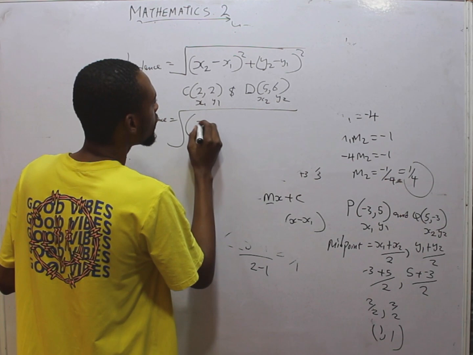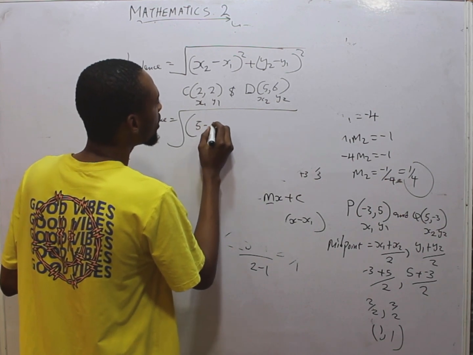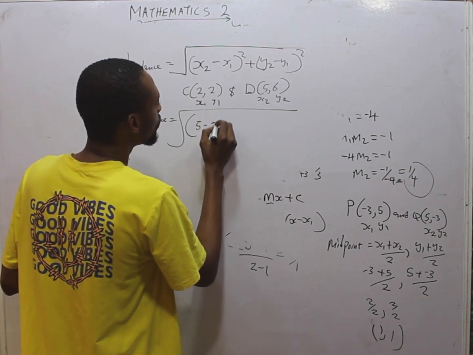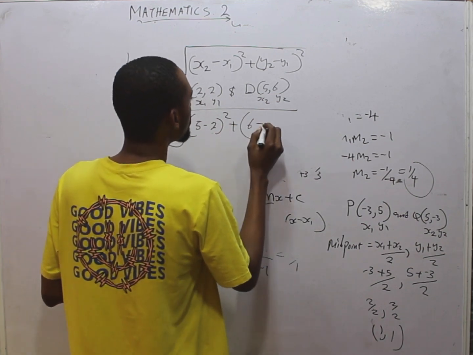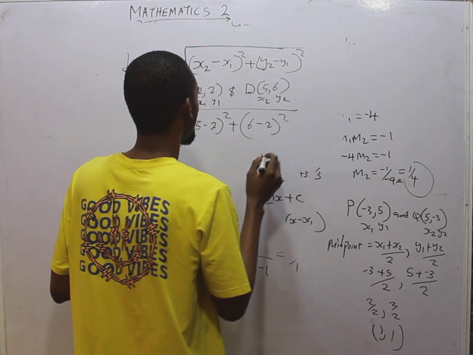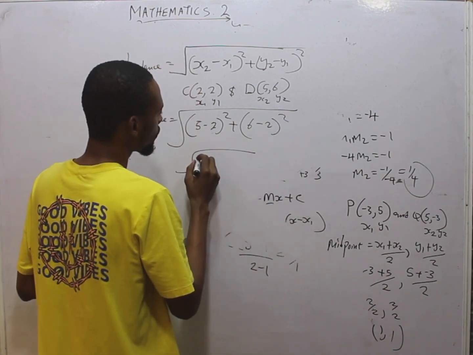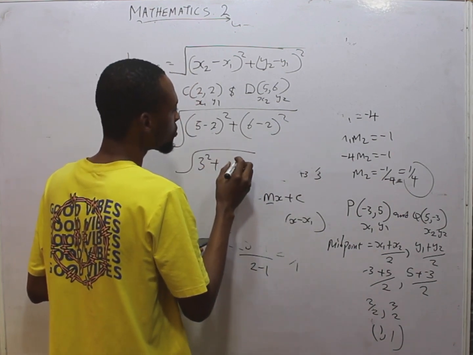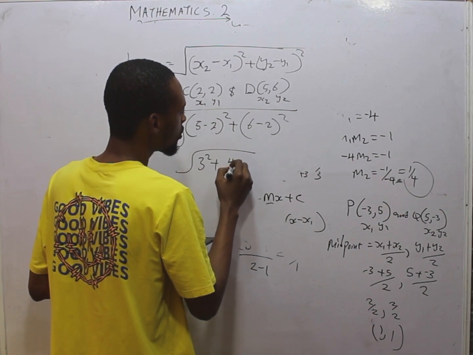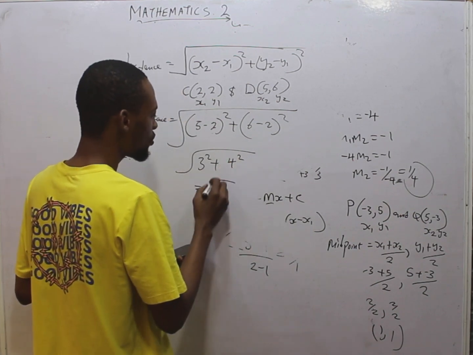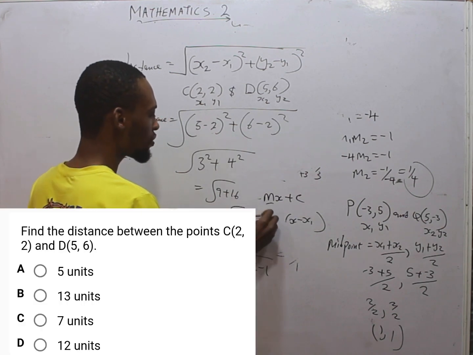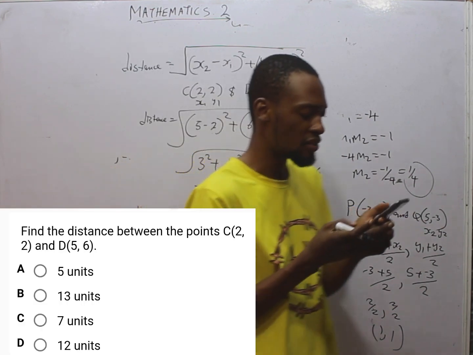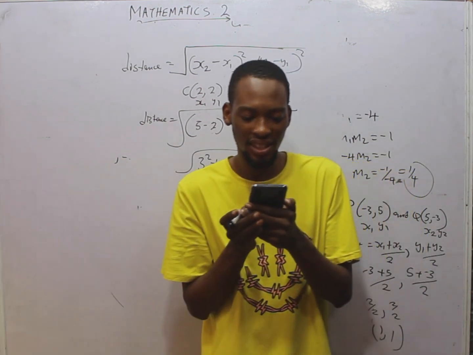x2, 5, minus x1, 2, squared, plus y2, 6, minus y1, 2, squared. So this will give you 3 squared plus 4 squared. So this will give you, let's say 9 plus 16. This will give you square root of 25. So that will give you 5. So the correct option is 5 units.